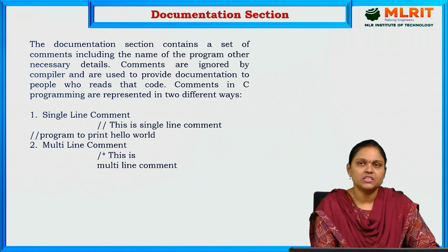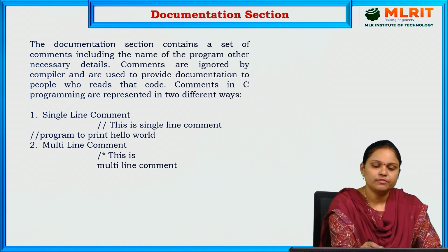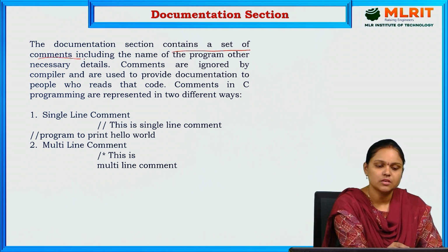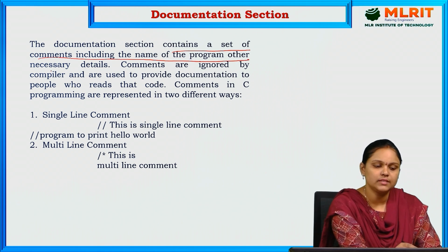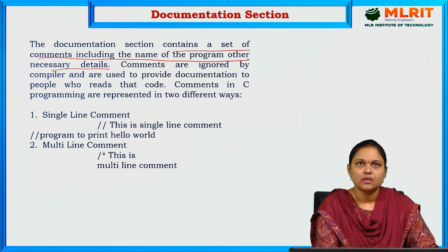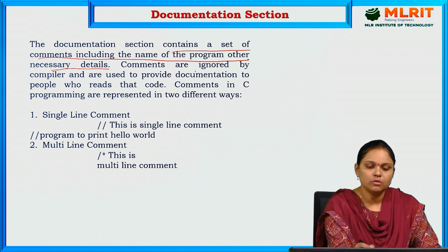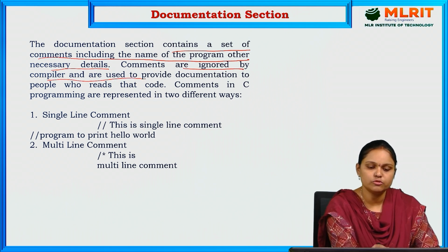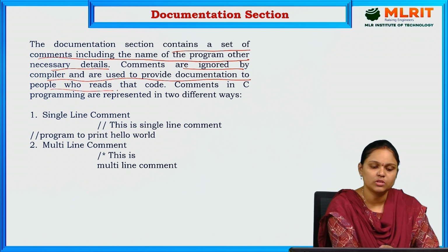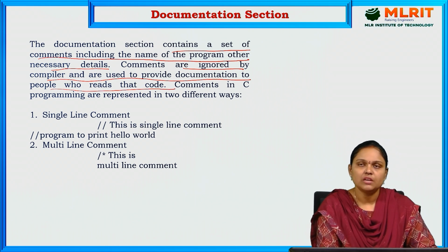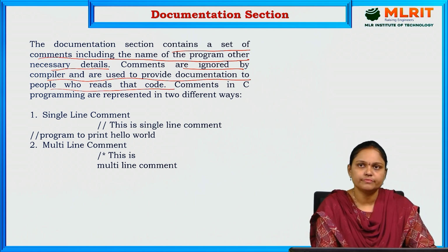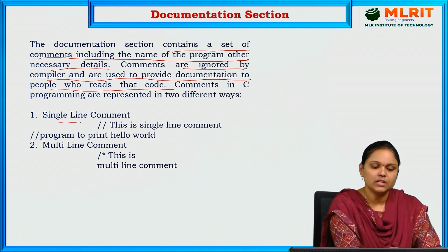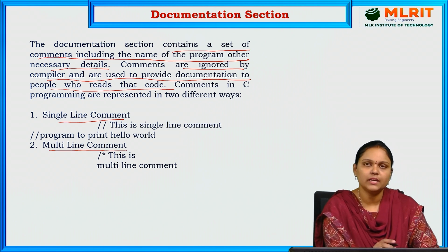Coming to the documentation section, it contains a set of comments, including the name of the program and other necessary details. Comments are ignored by the compiler and are used to provide documentation to the people who read that code. If you have any unwanted things other than the set of instructions, you can write them in the form of comments. These comments are given in 2 ways: one is the single line comment and the other one is the multi-line comment.